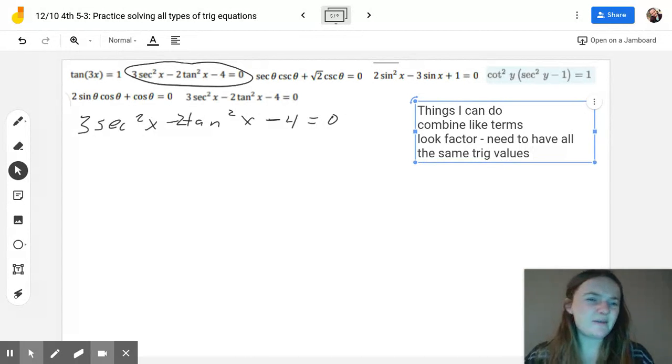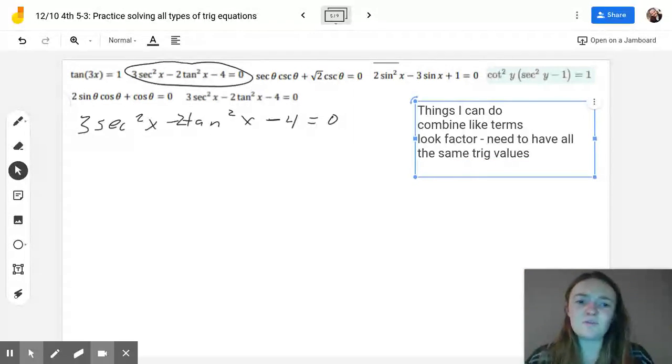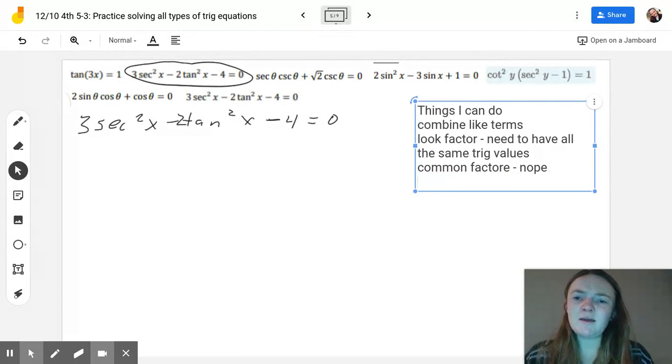Okay, so it's looking like a pattern here. Everything kind of depends on me having the same trig value. Other things I could do is look for a common factor. I don't see one of those. I'm trying to think of anything else I could do. That's probably all the things that I can think to do right now. So all of them kind of hang on this: I need to get everything in terms of one trig function.